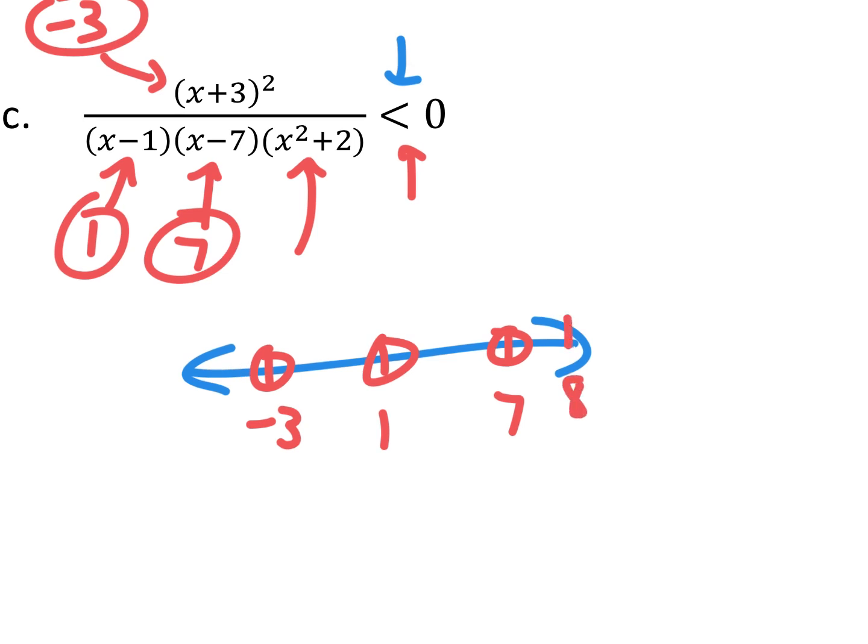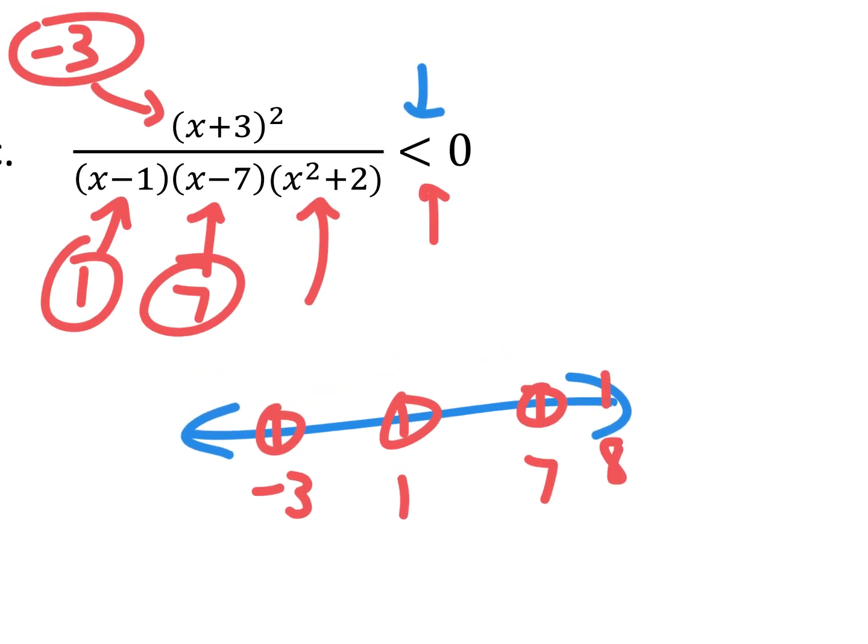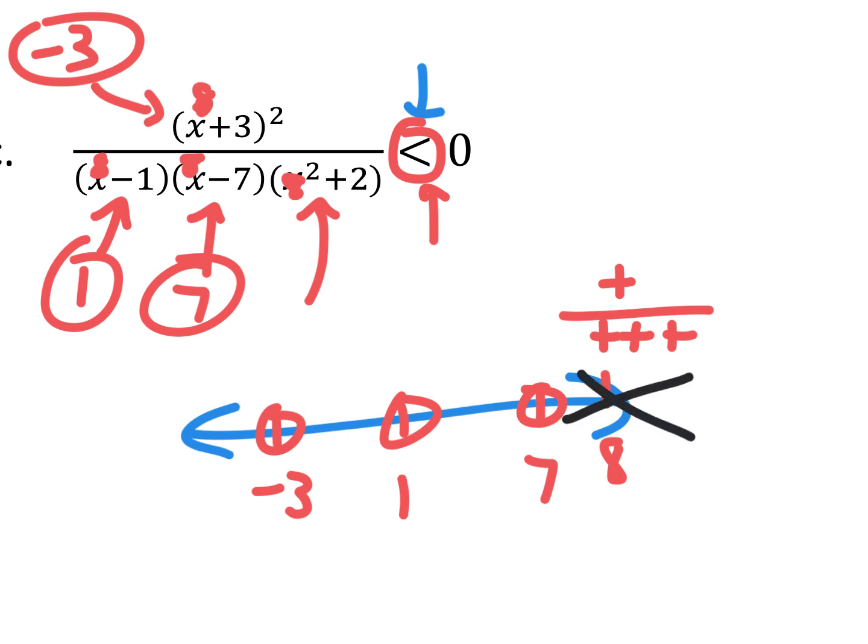For instance, you'd test 8 and see what it comes out to. If you put an 8 right there, it would make the top positive. And if I put an 8 here and here and here, it would become positive, positive, and positive. Well, that's all positives. So even when you divide them, you still get a positive, but that's not less than 0, is it? So this place is out. It does not work, because even though it comes out positive, we wanted things that were less than 0.